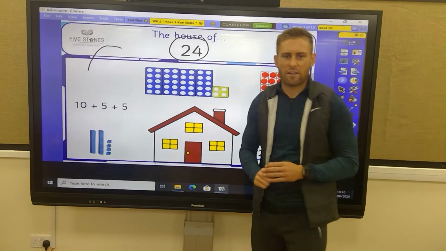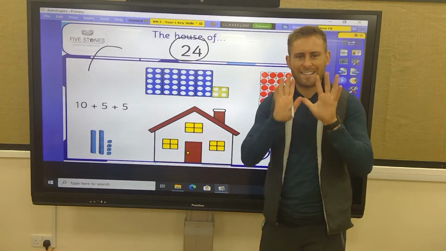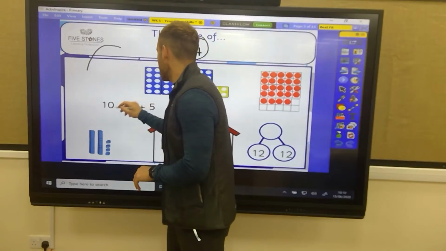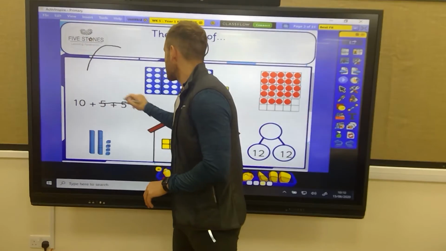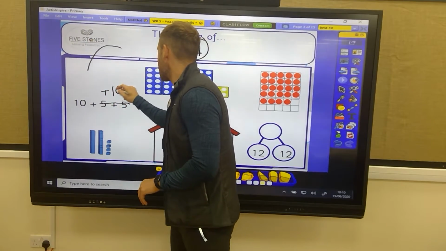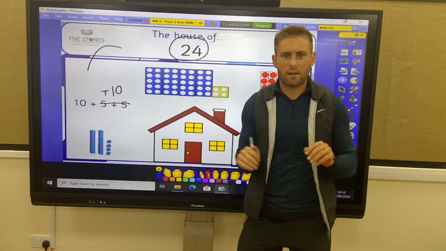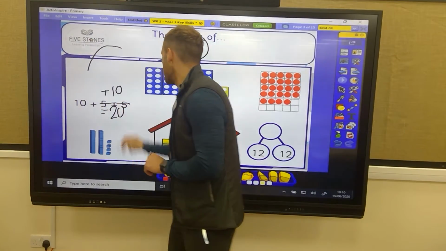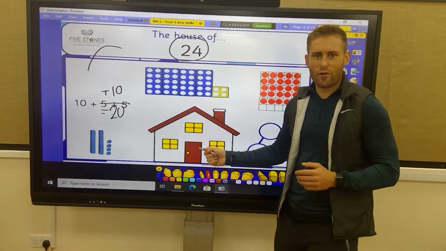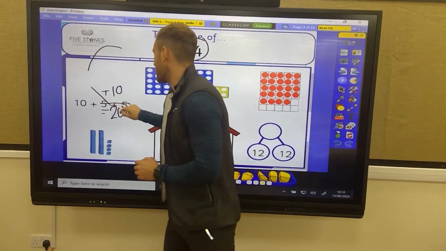10 add 5 add 5. What's 5 add 5? 10. So it's 10 add 10. So cross that out. 10 add 10. It's 10 add 10. Oh, 20. Yes, it equals 20. So can that go into our house of 24? No, it can't. Well spotted.